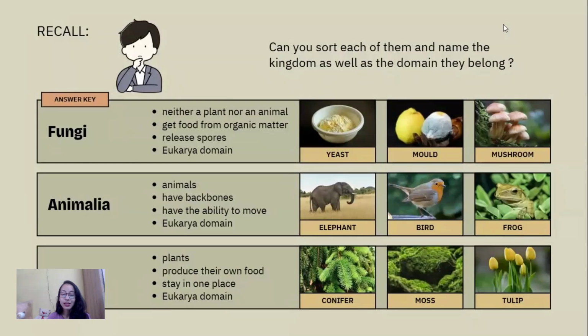The third one is the Plantae kingdom. It comprises conifers, moss, and tulips, right? They are generally plants. They produce their own food. They stay in one place, and they also belong to the Eukarya domain.